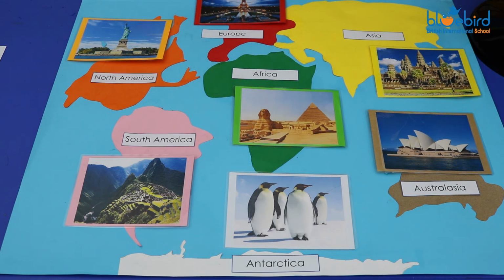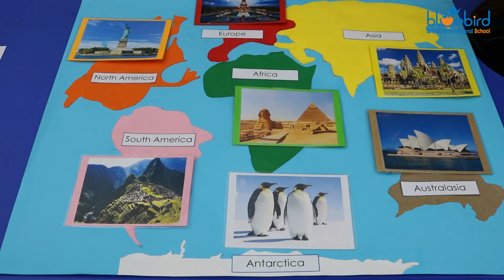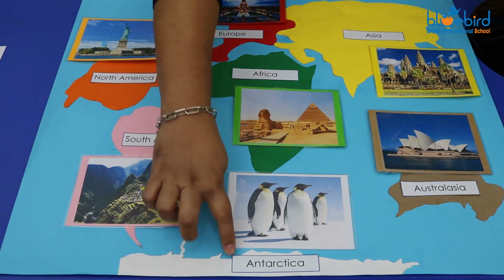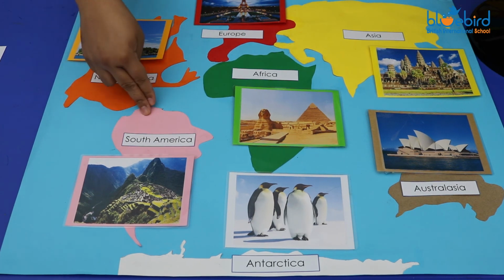So now we have the 7 continents of the world. Can we review again? Yellow is Asia. Red is Europe. Green is Africa. Orange is North America. Pink is South America. Brown is Australasia. White is Antarctica. So next time, Puffins, Teacher M will ask you, what is yellow? You will tell Teacher M, yellow is Asia. And if I ask you, what is the color of South America? You can answer Teacher M, South America is color pink.